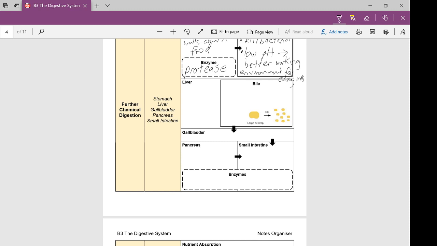Now, we're going to move on to the liver. Once again, remember that the food doesn't actually go through the liver at all. The liver is on the outside of the main digestive system pathway, but it still plays a very important role. The main role it plays is that it helps remove toxins.